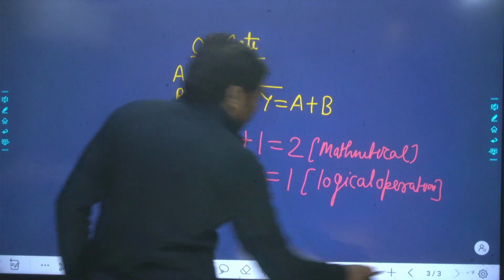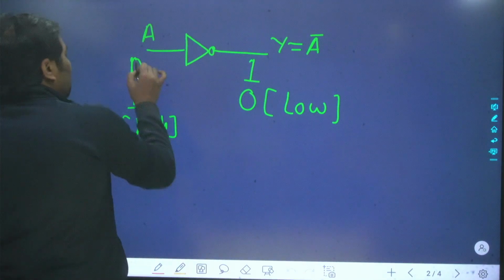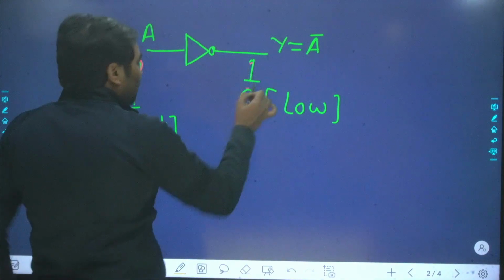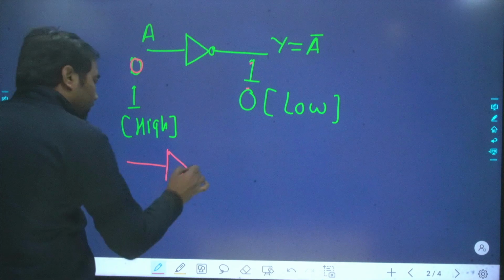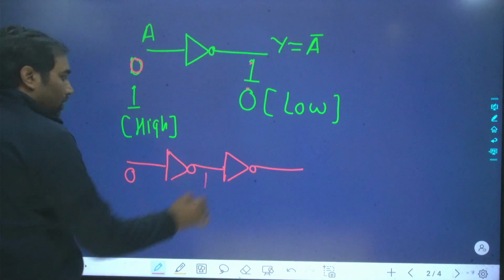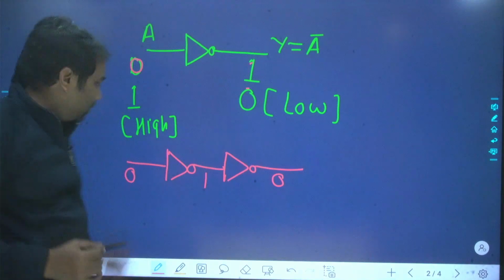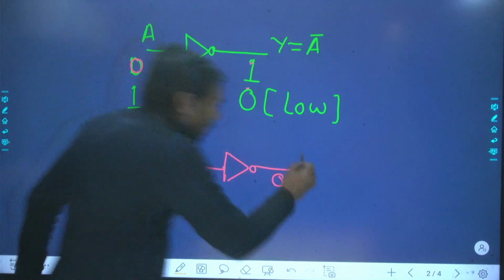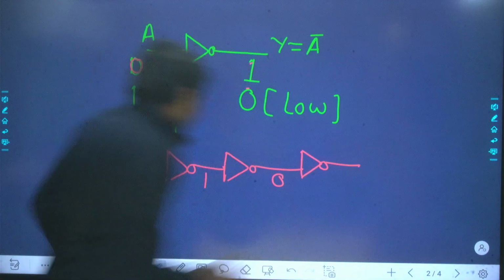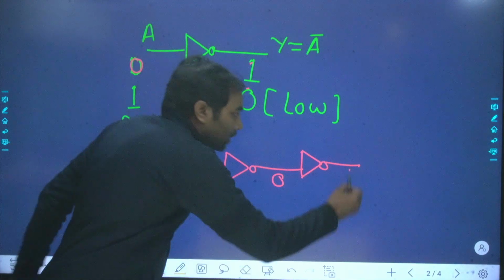Okay, just one thing I want to ask you. Suppose there is one NOT gate, and we apply 0, we get 1. Suppose we have two NOT gates. If I apply 0, we get 1, and again we get 0 here. Suppose I take one more NOT gate. If I apply 0, we get 1, again we get 0, again we get 1.